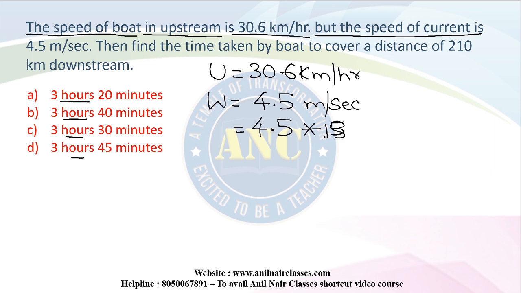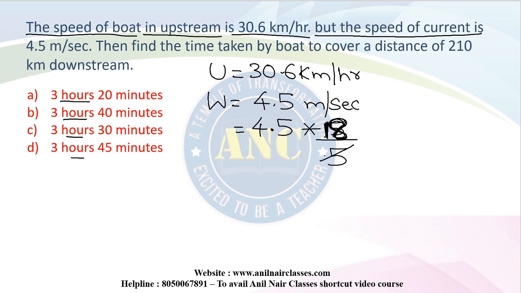Multiply that by 18 by 5, right? I will erase it if you are getting confused, or if you are not, let it be. So multiply it by 18 by 5. 4.5 into 18 by 5. If you want to convert from meters per second to kilometers per hour, multiply the meters per second value by 18 by 5. The reverse is, if you want to convert kilometers per hour to meters per second, multiply the kilometers per hour value by 5 by 18.